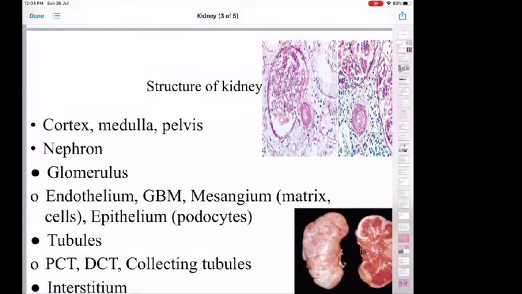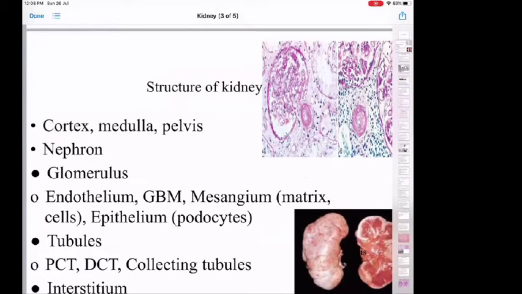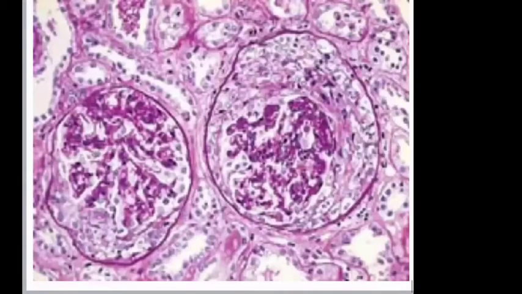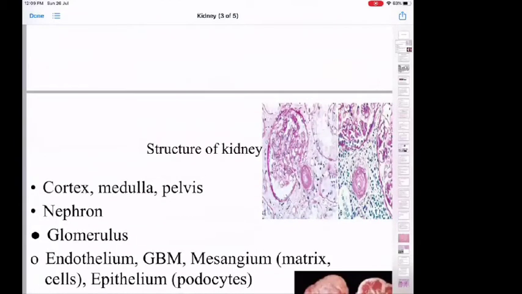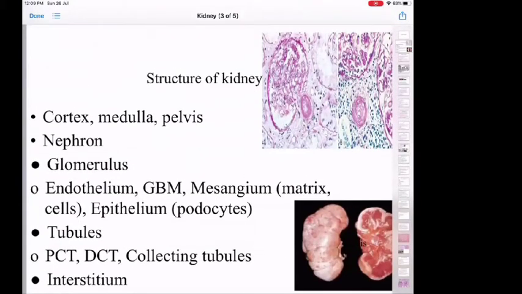Here you see the structure of glomerulus histologically. I am zooming it. So, nephron is the structural and functional unit of kidney. Other histologically important structures are endothelium, glomerular basement membrane, mesangium, which is also called matrix cells, and podocytes. Podocytes are also called epithelium. And the other part is tubules.